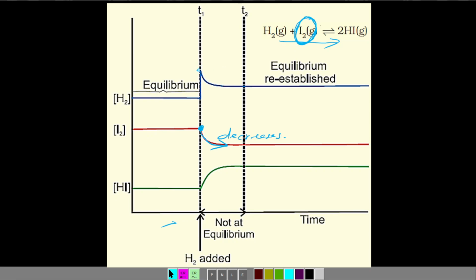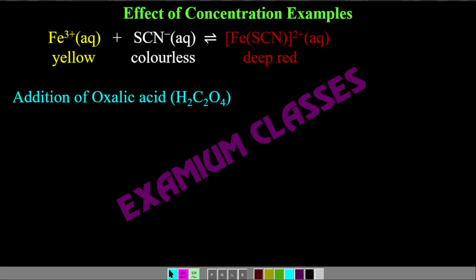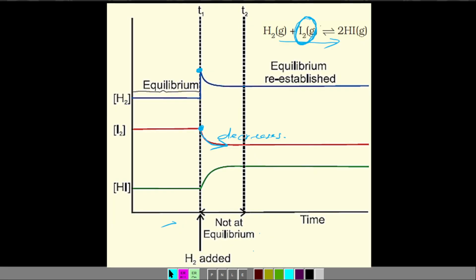So from its higher concentration position, first we increased it, and after that it will start decreasing because hydrogen will get consumed as the reaction goes in the forward direction. But hydrogen iodide will be produced. So that's why from its equilibrium concentration, it will start increasing.